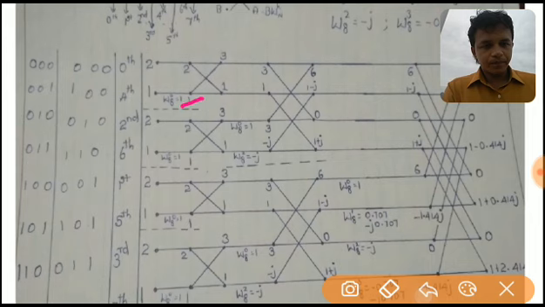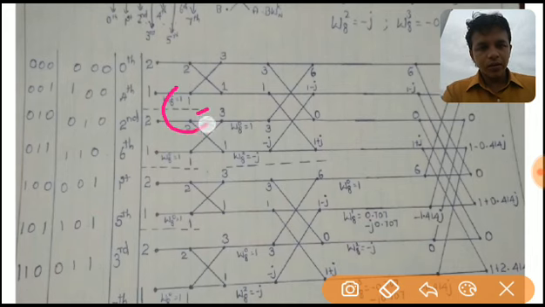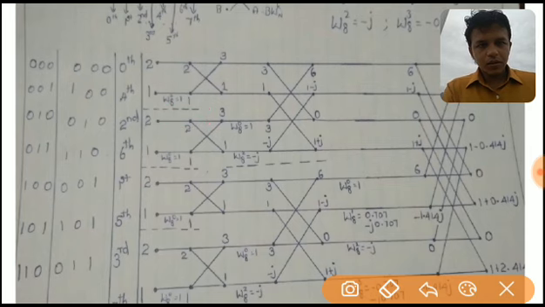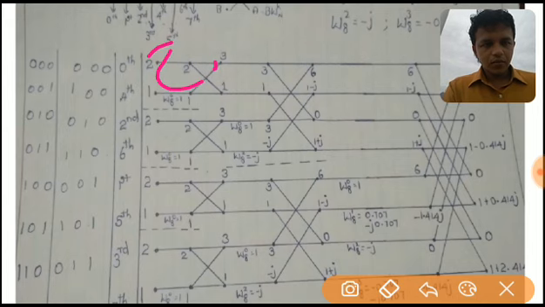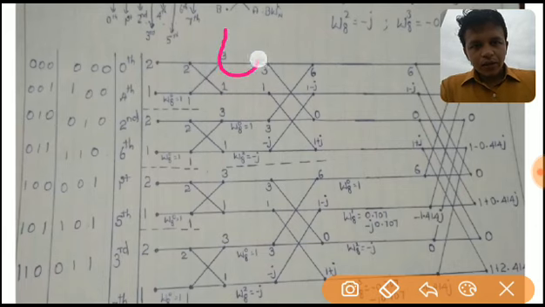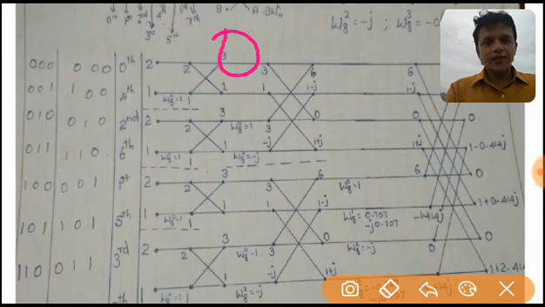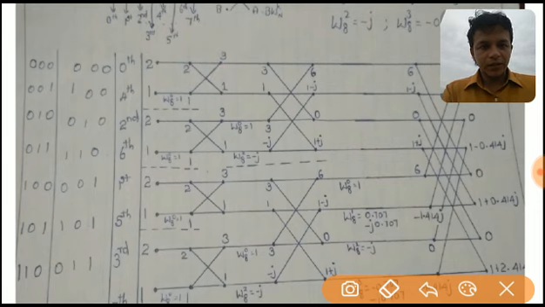So here in the first butterfly, B is 1. When I multiply the B with 1, 1 into 1 is 1. So I have taken the multiplied B here, that is B into Wn power k is given here, and this is A, right? The upper part of the butterfly is got after adding A and multiplied B with the twiddle factor. So I have got 2 plus 1 as 3, and in the lower branch it is subtraction. So 2 minus 1, that is 1.